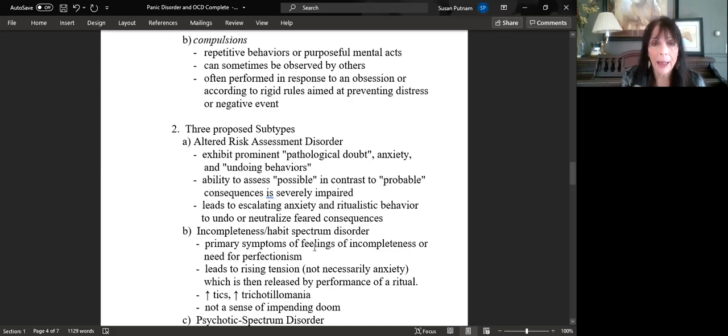The ability to assess whether something is possible, in contrast to it being probable, in terms of the consequences is severely impaired. And it leads to escalating anxiety and ritualistic behavior, and that is engaged in by the patient to undo or neutralize feared consequences. Okay.